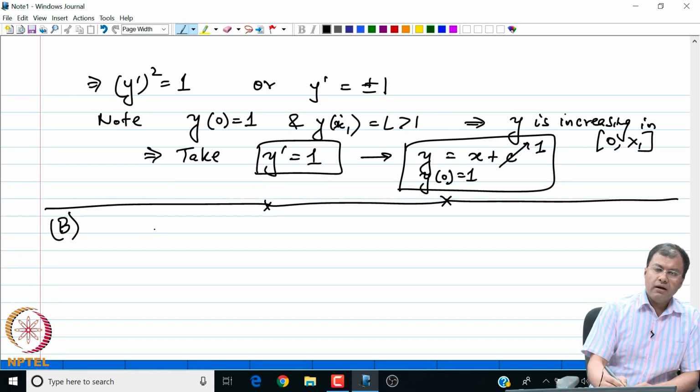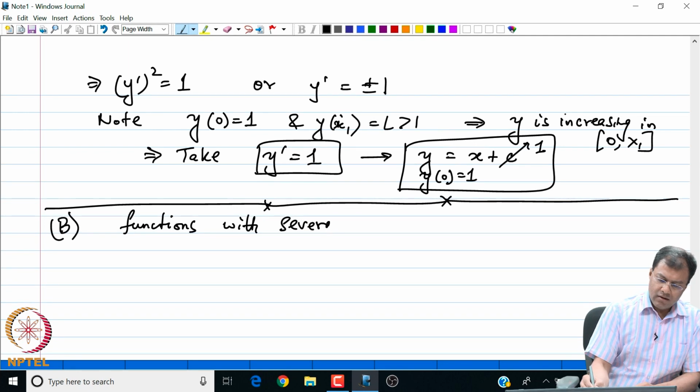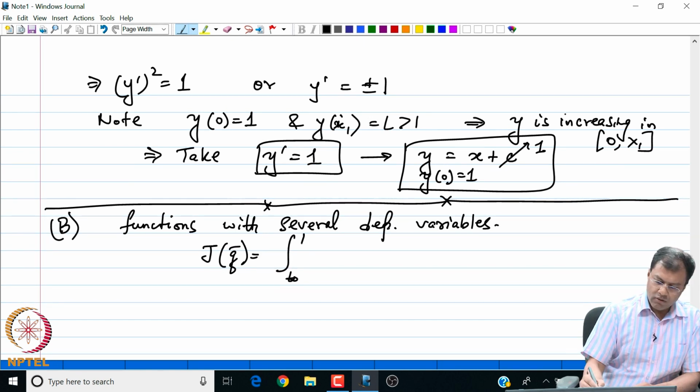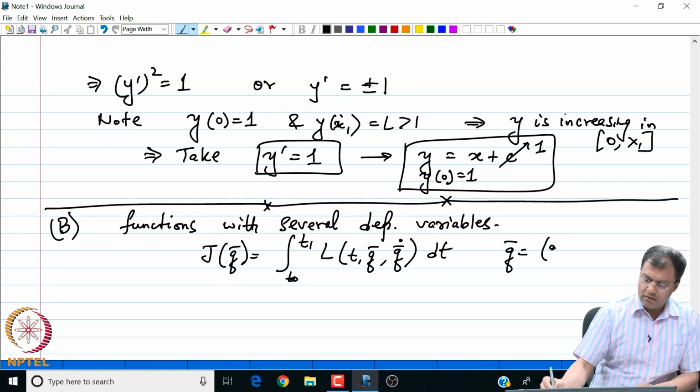functions with integrands of the functionals containing multiple dependent variables. So, functions with several dependent variables, I see that I can write my functional J of q is equal to the integral from t0 to t1 of L of t comma q bar, q bar dot, dt, where my q bar is q1 to qn.